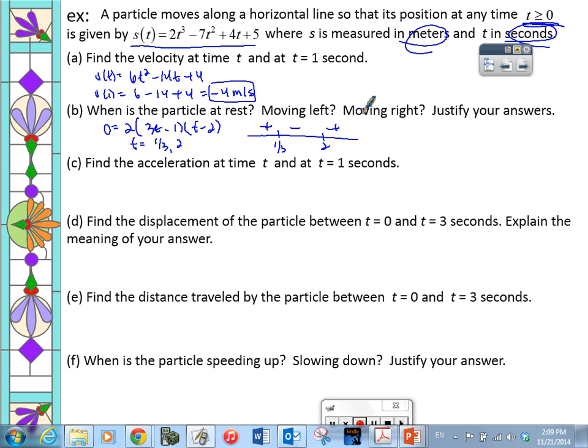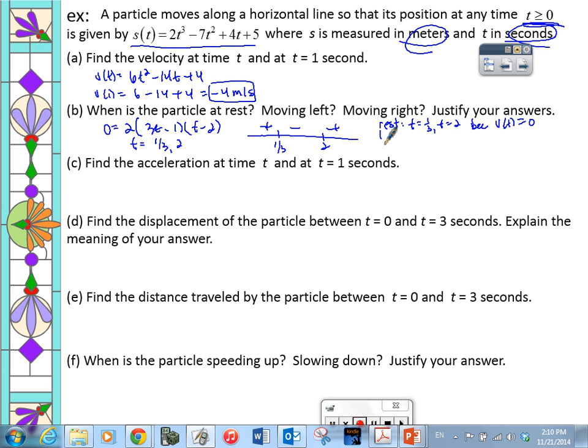Okay, so let's answer the first question, at rest. How do we know if the particle's at rest? What are we looking for? 0. We're looking for the velocity to be 0. So it's at rest at t equals 1/3 and t equals 2 because, correct, we justify this just like we did with the other stuff, because v of t equals 0. That's all I have to write. It takes like 5 seconds because v of t equals 0.